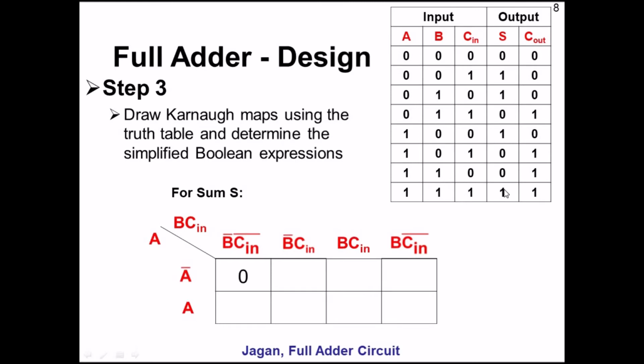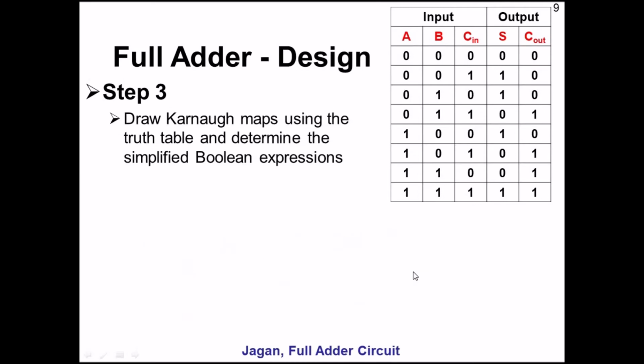So I am just going to fill here all 0, 0, 0, 0, 1, I have 1. Then 0, 1, 1, I have 0. Then 0, 1, 0, I have 1. Then 1, 0, 0, I have 1. Then 1, 0, 1, I have 0. Then 1, 1, 1, I have 1. Then 1, 1, 0, I have 0. Right? So this is for sum. So I will just mark all ones, right, wherever it is. If I want to write the expression, let's see.